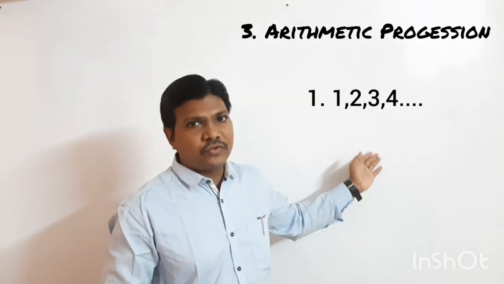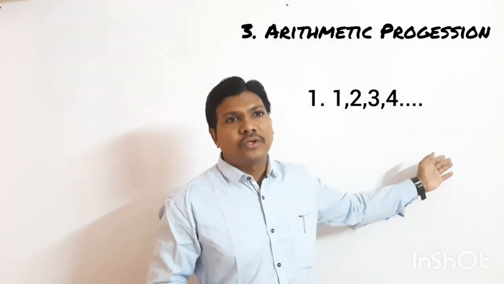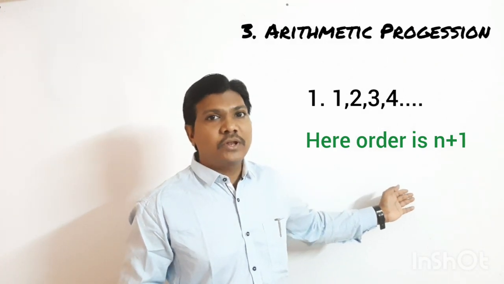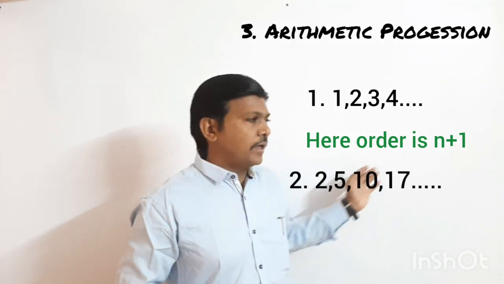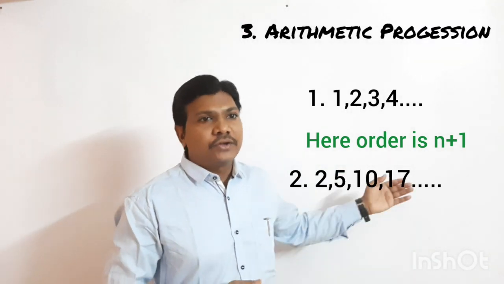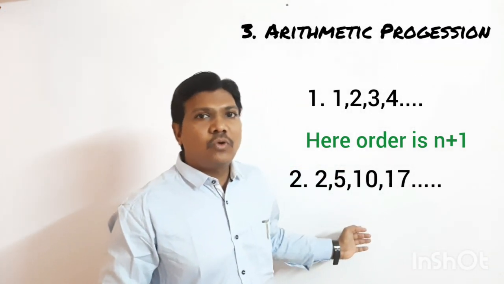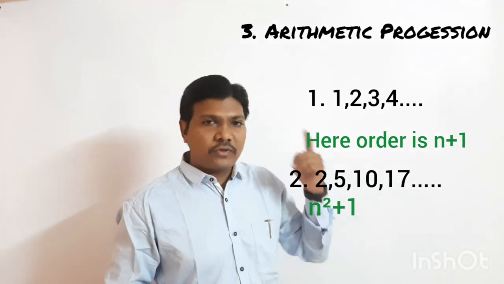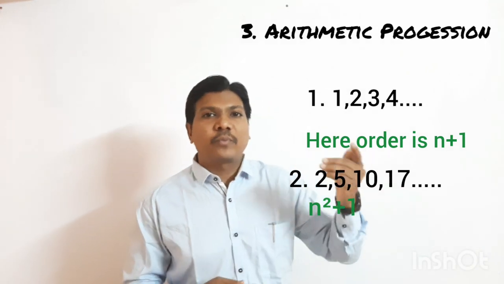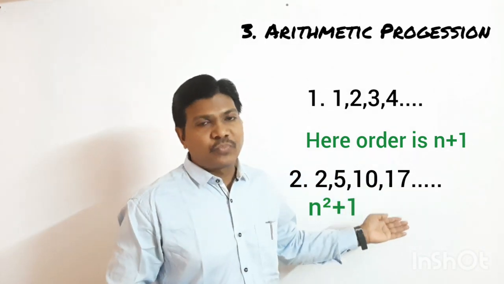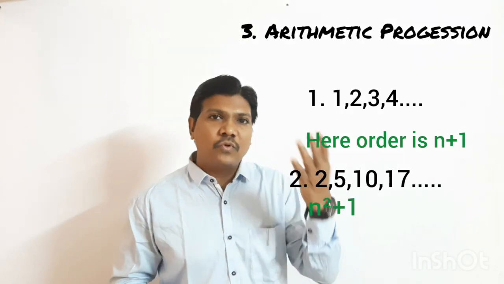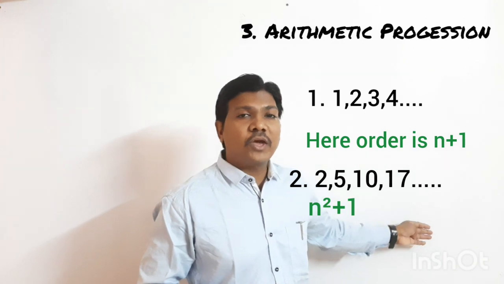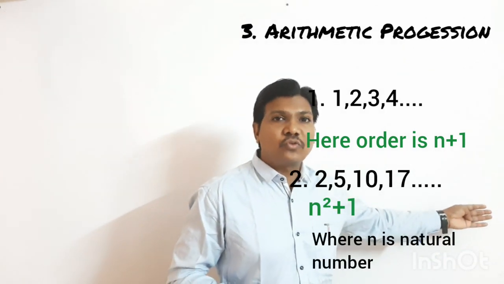See some examples. First example: 1, 2, 3, 4, and so on. So here the rule is n plus 1, where n belongs to N. Then second: 2, 5, 10, then 17. So here the rule is n square plus 1, where n belongs to N. If you take n equal to 1, 1 square is 1, plus 1, that is first term 2. Then when you take 2, 2 square is 4, 4 plus 1, 5. So here the rule is n square plus 1 where n belongs to N.